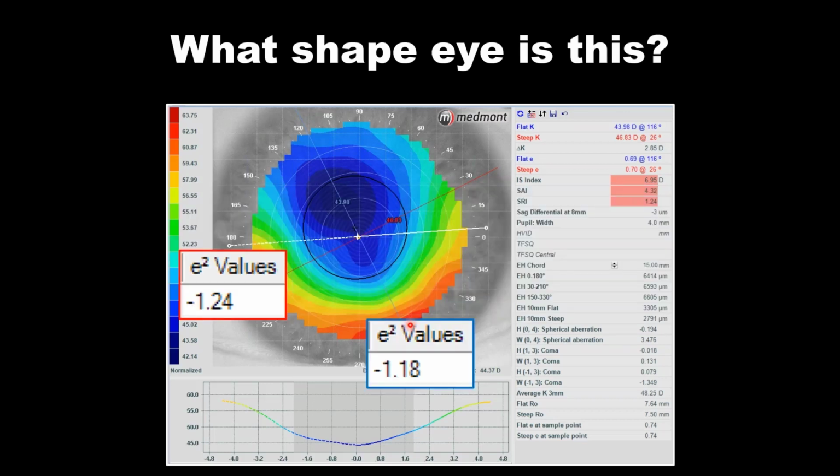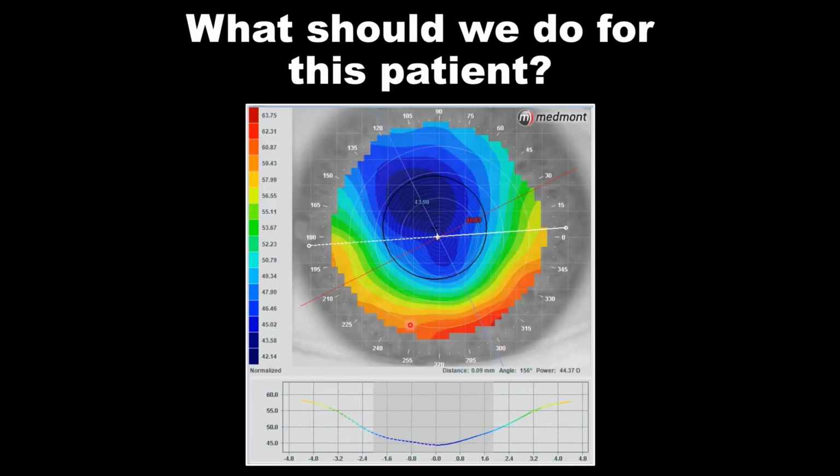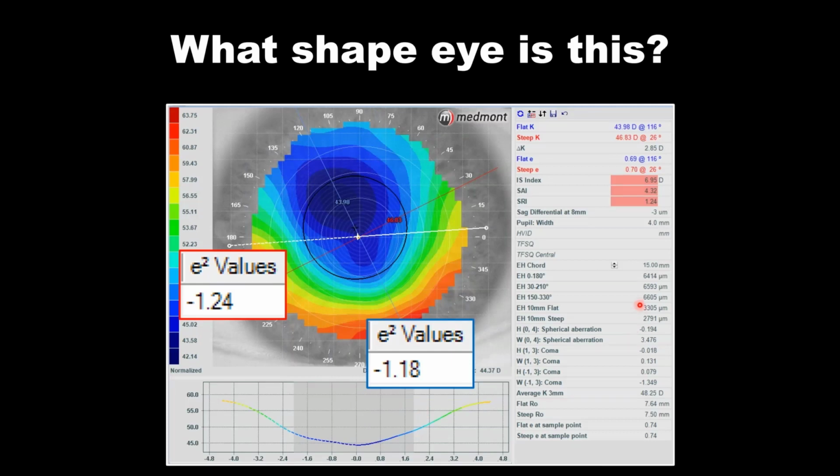Scleral might be the consideration with such an oblate surface. So how would we begin choosing our scleral lens? Well, again, we might go to the EH chord attributes and determine what is the height of this eye. Here we see that at a 15 millimeter chord, the sagittal depth of this cornea is incredibly high. It's estimated to be over 6,000 microns.